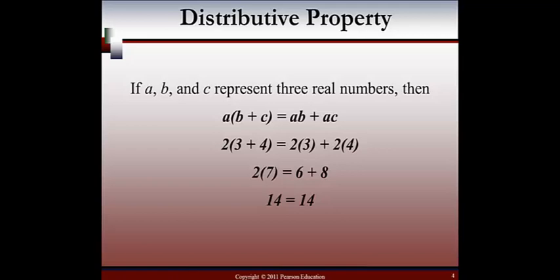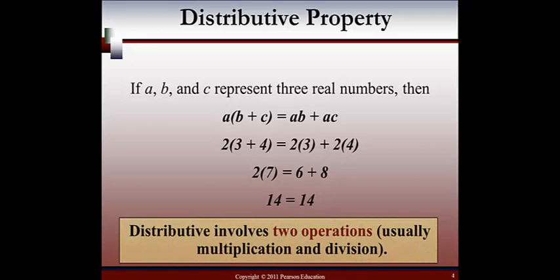When you're only dealing with numbers, it might not make sense to use the distributive property, but here shortly we're going to have a lot of variables, and so the distributive property is going to come into play a lot. The distributive involves 2 operations, usually multiplication and division.